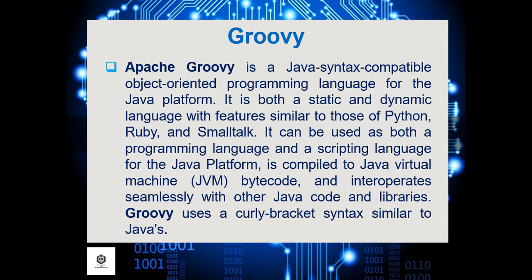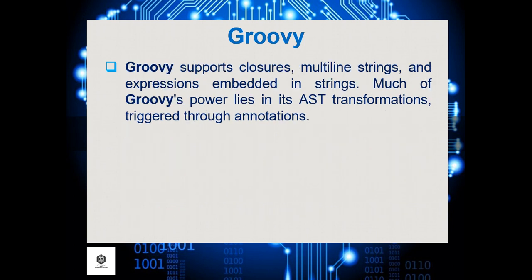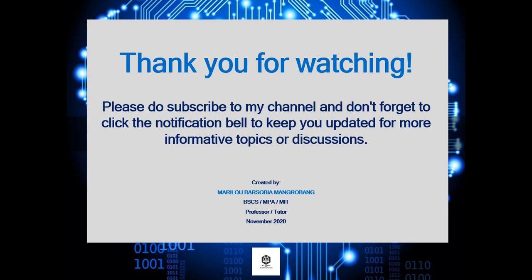Groovy uses a curly bracket syntax similar to Java. Groovy supports closures, multi-line strings, and expressions embedded in strings. Much of Groovy's power lies in its AST transformations triggered through annotations.